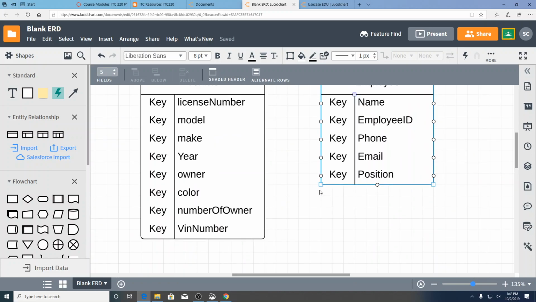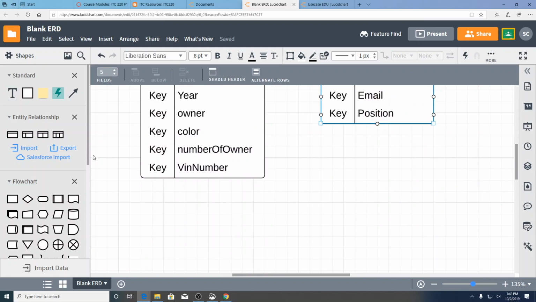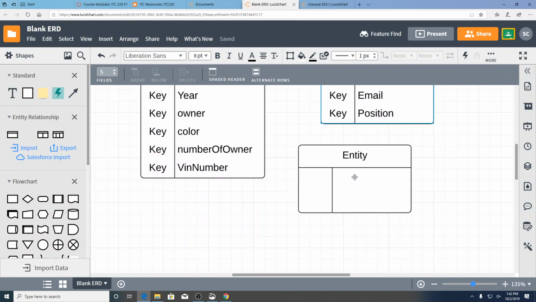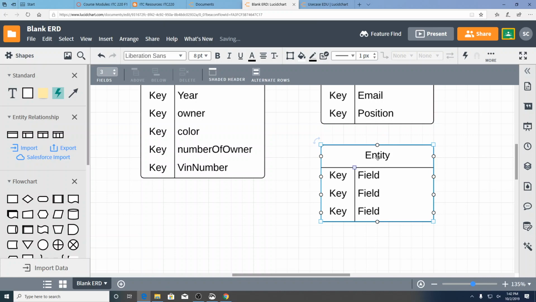What else? So we got employee, we got vehicle. We probably have customer, right? The other one paying for it. And probably the owner over here would be the customer, right? So yeah, probably some kind of customer ID. What else do you need to know about a customer? Name. What else? Phone number. Probably want a phone.